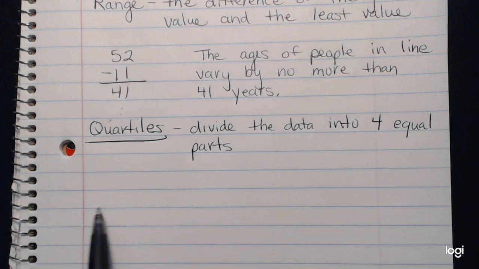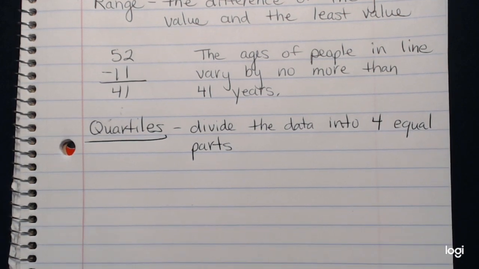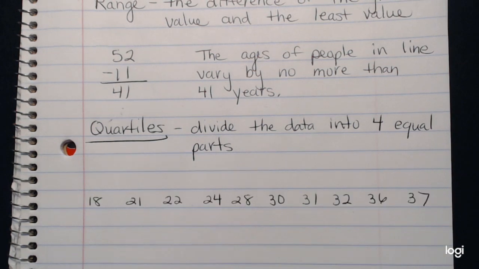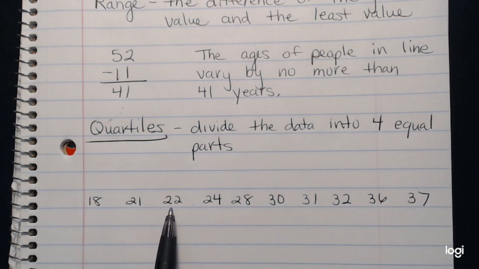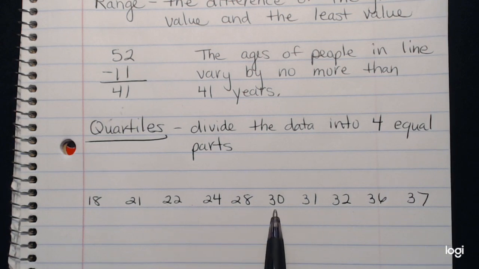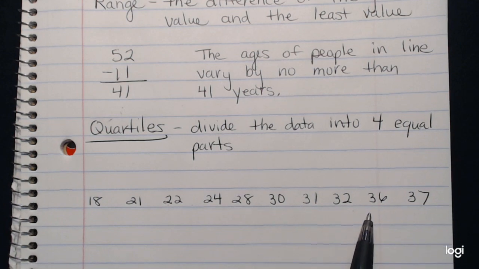So I'm going to give you a set of data that's already going to be in order from least to greatest. Remember, data is a set of numbers. All right, so the numbers we're going to write, there's going to be 10 of them. And I kind of tried to write small enough so I could fit them all in one line. 18, 21, 22, 24, 28, 30, 31, 32, 36, and 37.